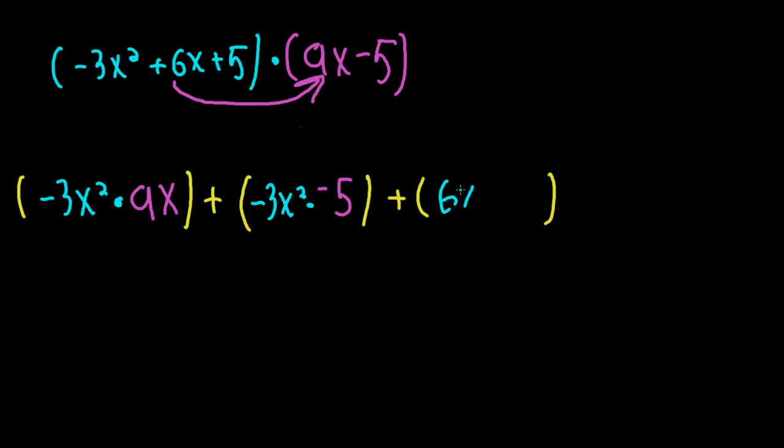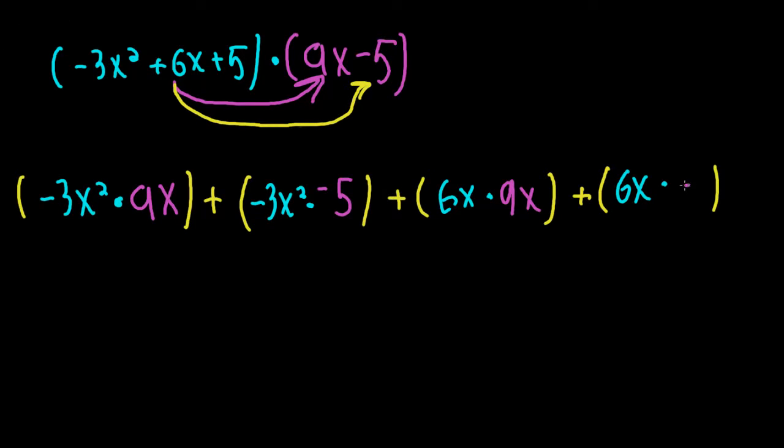So we have 6x times 9x, and finally we have plus. We're doing 6x times negative 5. So we have 6x times negative 5. As you can see, we're running out of room, so I'll continue down here. So plus.